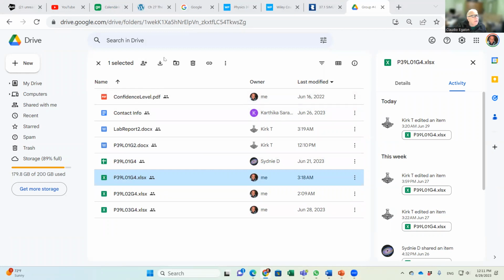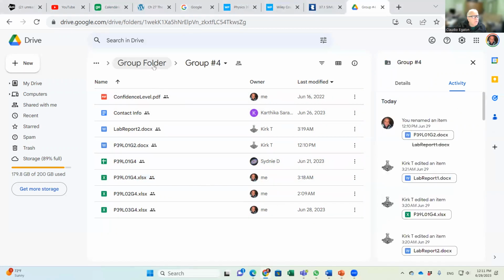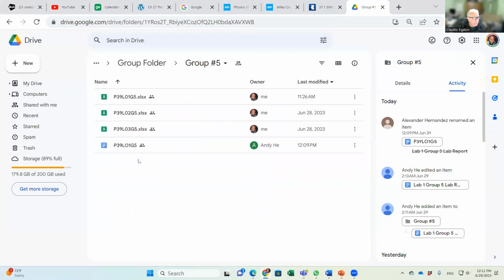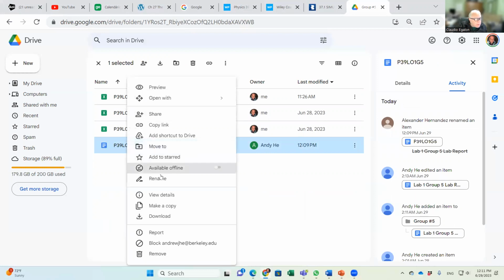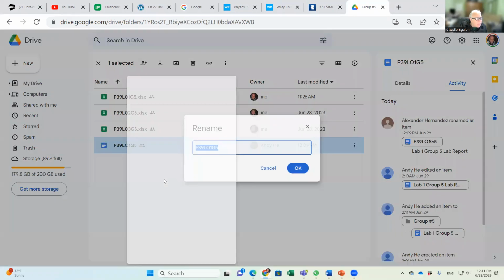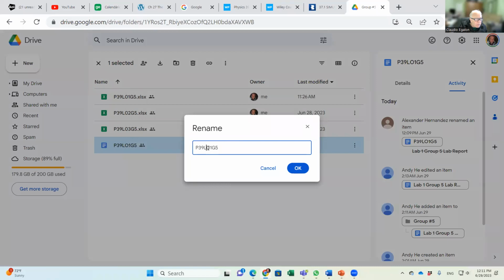And let's see, another one. That's group 4. Let's go to group 5. Okay, group 5 put an O instead of a 0, right? Let's put a 0 there. The O is rounder than the 0.